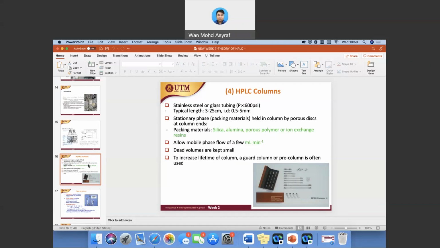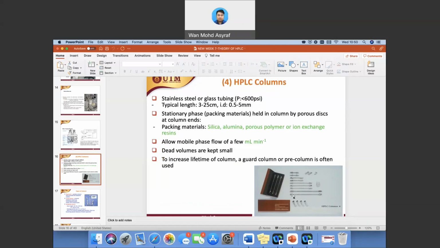All right, so this column is in stainless steel or glass tubing. You would see here, this is stainless steel tubing, where inside it has been packed with your stationary phase. So why do we need to have it inside the stainless steel or glass tubing?